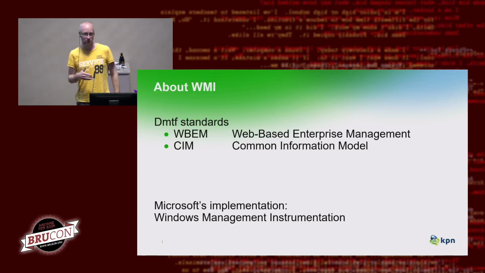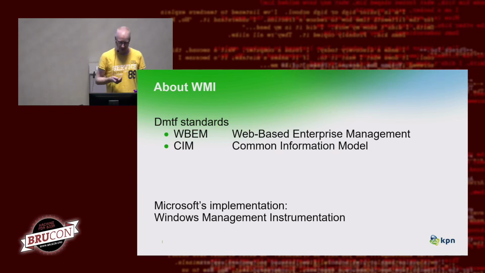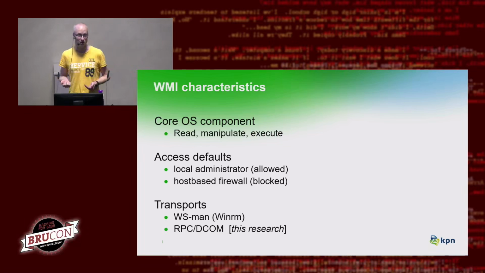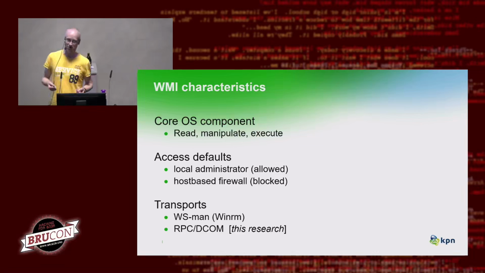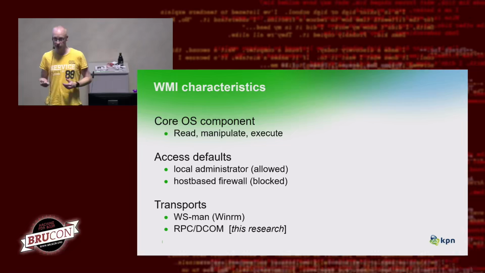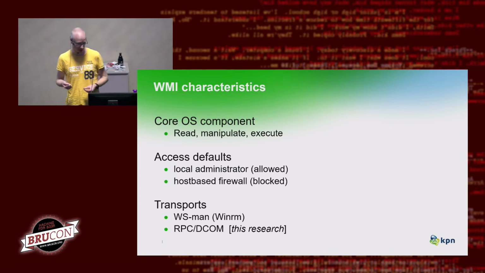Soon after that, Microsoft, as an early adopter, implemented its own instance, and it was called Windows Management Instrumentation. Soon it became available to Windows NT. Because it can be considered a core OS component, it has been available in Windows 2000 since then. With WMI you can read, write or execute remote commands, or you can read and write objects. By default, when you're a member of the local administrators group, you are allowed to have access remotely. By default, it's blocked, at least in the recent versions, by the host-based firewall.